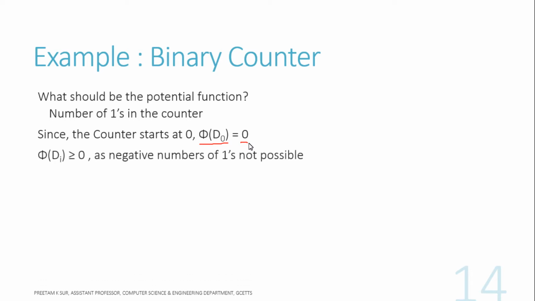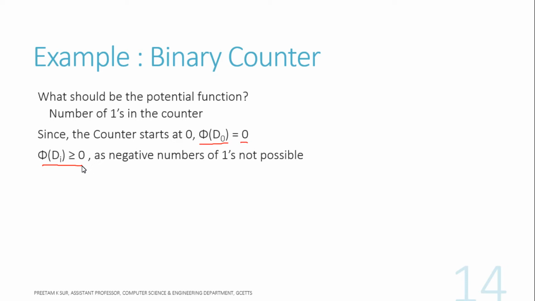Now we can also tell that phi of di, which means the potential of the data structure after the ith operation, for i being any non-negative integer, cannot be negative. Okay, because the number of ones in the binary counter can never be negative, right? The count of ones in the binary counter can never be negative. So whatever operation you perform on the data structure, after any operation i, phi of di is going to be greater than or equal to 0. Okay, because a negative number of ones is not possible.